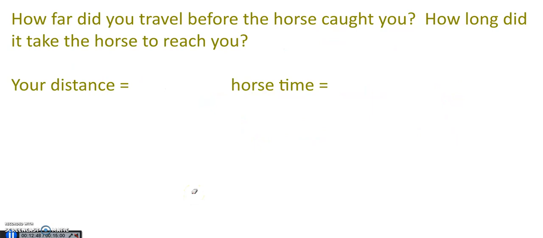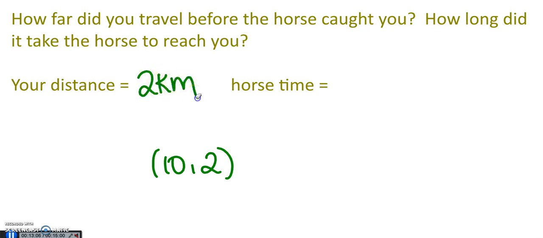All right, so how far did you travel before the horse caught you? And how long did it take the horse to reach you? So if we think about how far you traveled before the horse caught you, we knew we had this important point on our graph of 10, 2. So your distance that you ran was 2 kilometers, right? You were at the 2 kilometer mark when the horse caught you.